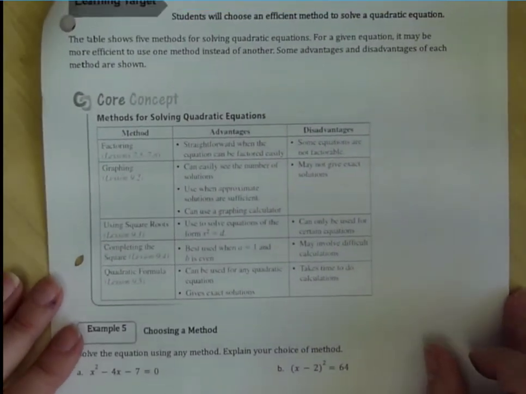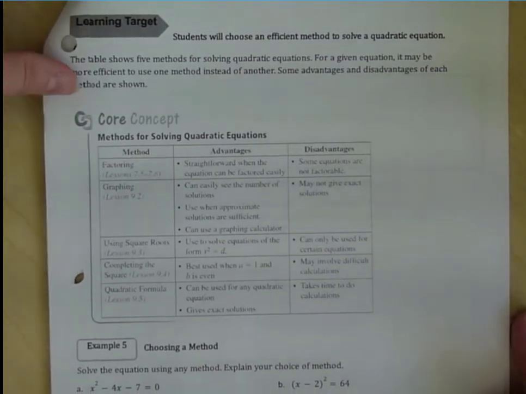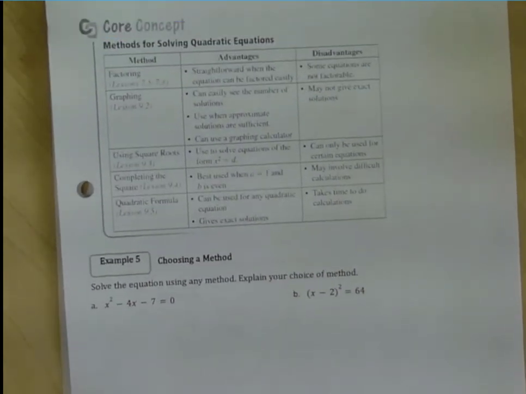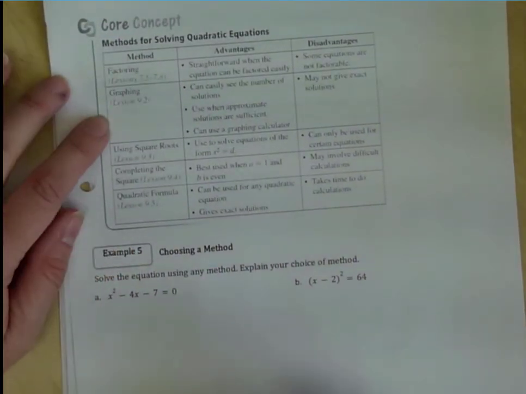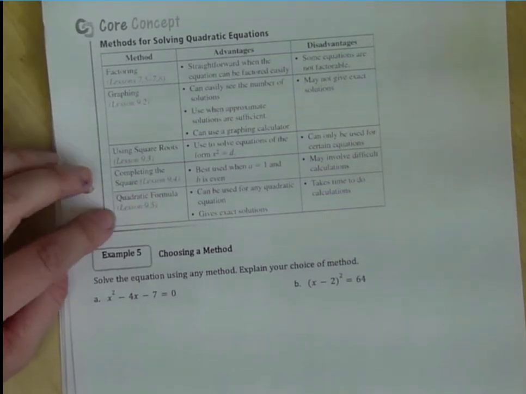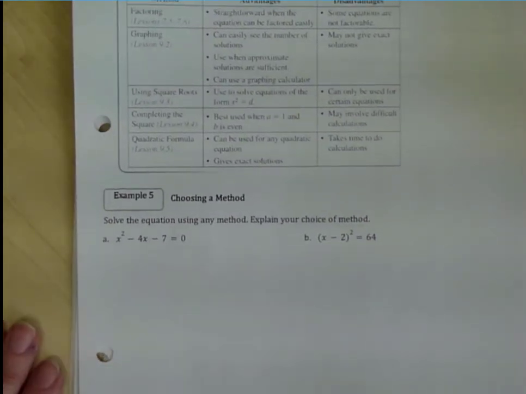All right, so to be honest, we have now learned 4 different ways to solve quadratic equations. Some problems lend themselves to a better way to solve them, but it's up to you. You can factor, you can graph, you can use square roots, you can complete the square, or use the quadratic formula. Any way you do it is up to you.